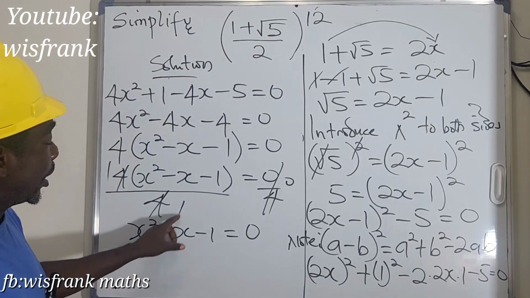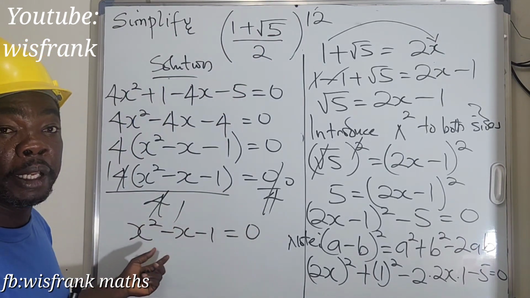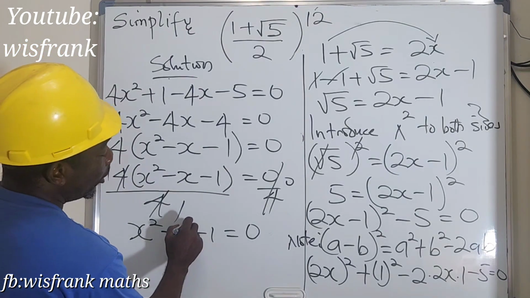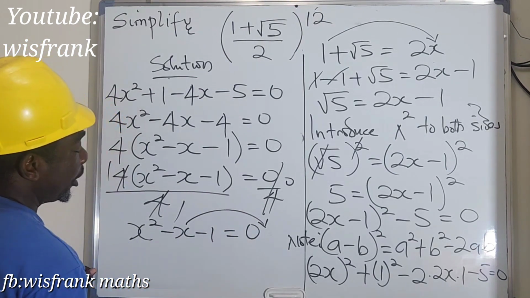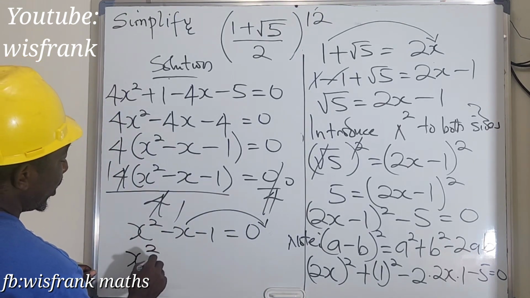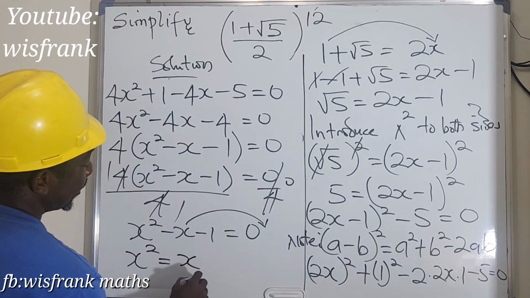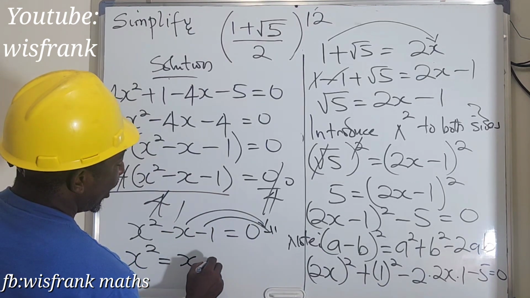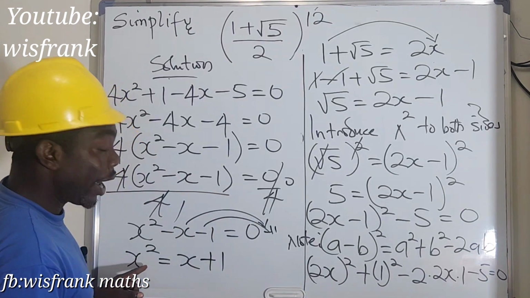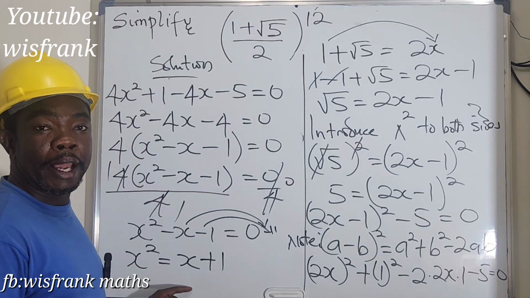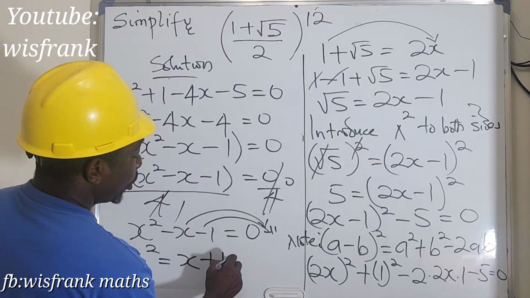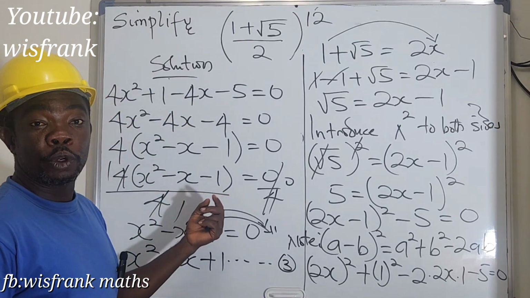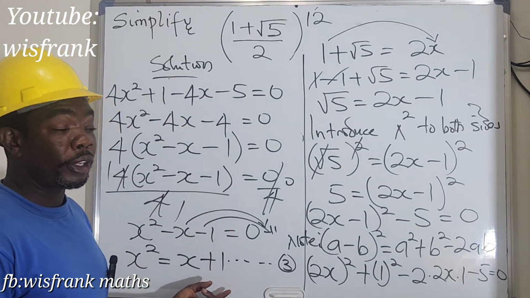So now we'll transpose this to the other side to make x squared the subject of this expression. Here, minus x can be transposed to the other side. So we have x squared equals x. Then minus 1 will be transposed again to the other side. We have plus 1. So we have x squared equals x plus 1. So this turned out to be our equation 3. So we have equation 1, equation 2, and here we have equation 3.